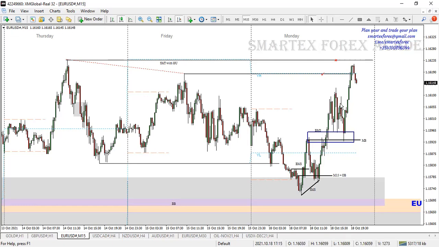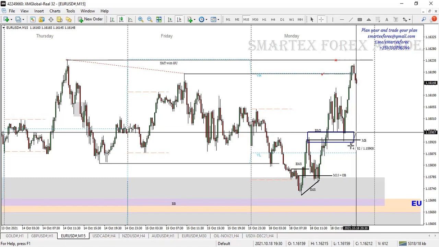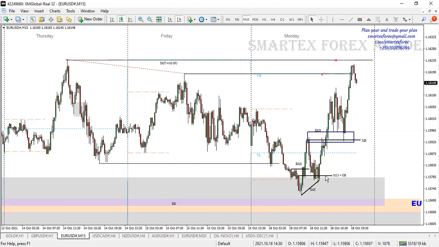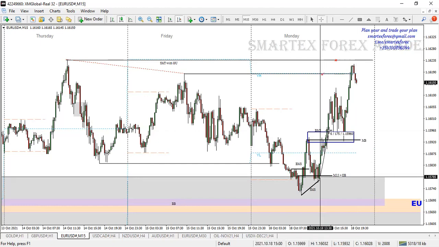So after this break of structure, the return here was back to the mitigation block as your entry. You place your limit here and your stop loss below the mitigation block. So this is your entry, your stop loss here, 5 pips. Already this trade, the first trade up to here was around 18 pips, up to here 35 pips, but up to here is 26 pips. So you just target 30 pips at the first impulsive move. That's my intraday setup target.